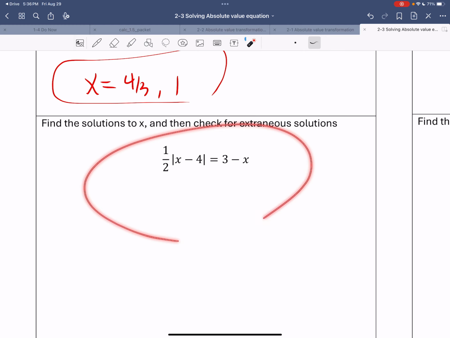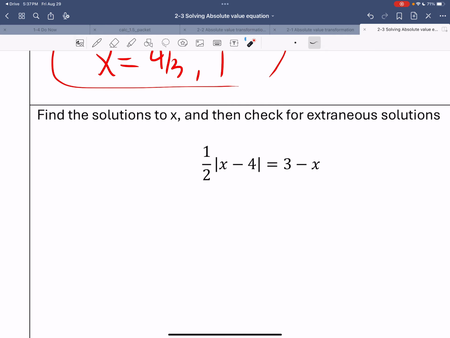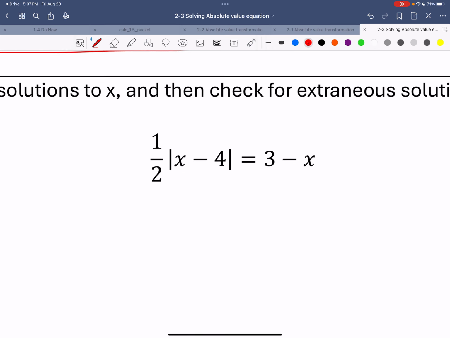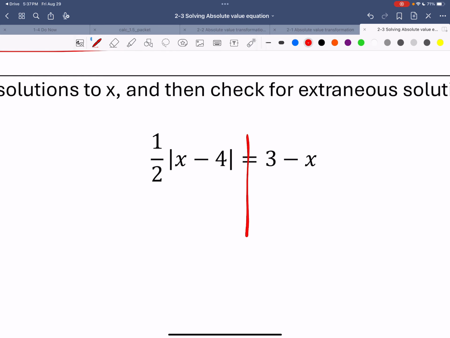So this is the last part of today's lesson. Let's see if we can do this one. First, if you want to solve it, do you see this 1/2? We have to get rid of this one first so that I can have only the absolute value left over. What you cannot do is distribute, okay? So be careful. I just have to multiply by 2 on both sides.